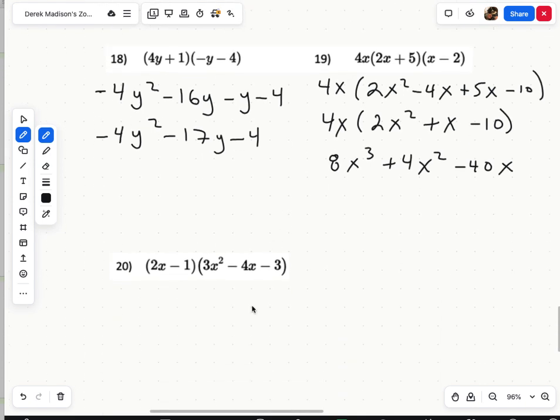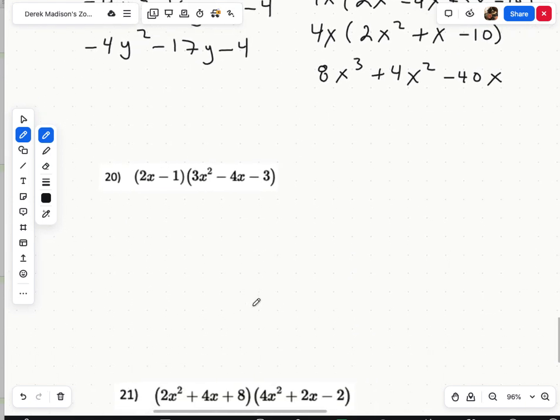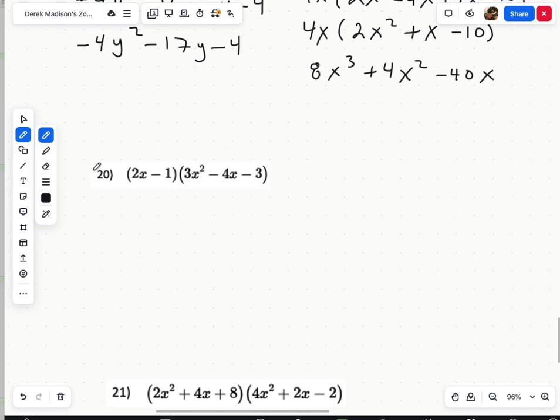This next one, this is where, if you're just blindly spelling FOIL, you get mixed up when there's three things. What we're going to want to do is just distribute the 2x to everything, and then we're going to distribute that negative 1 to everything. So if I multiply two things by three things, I should end up with 6 things down here, 6 terms, and then we'll find our like terms and combine them. So it's really just what we've been doing, just extended a little bit.